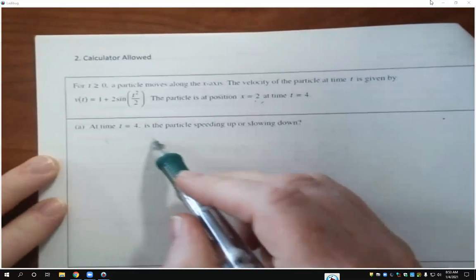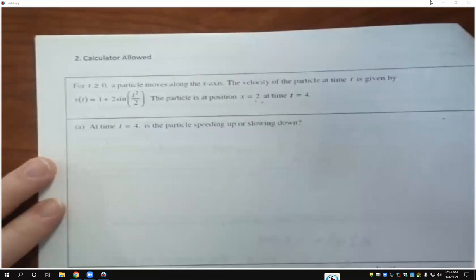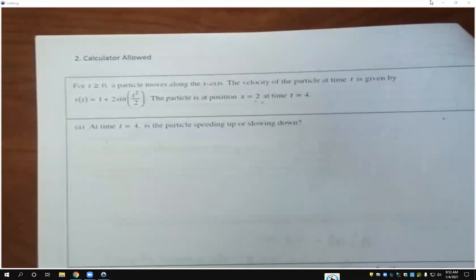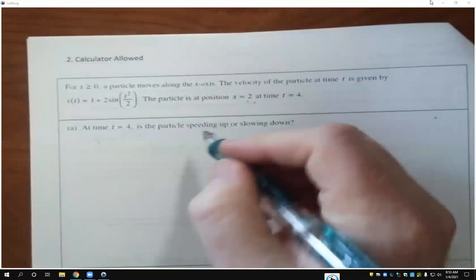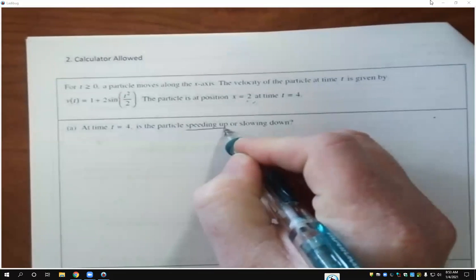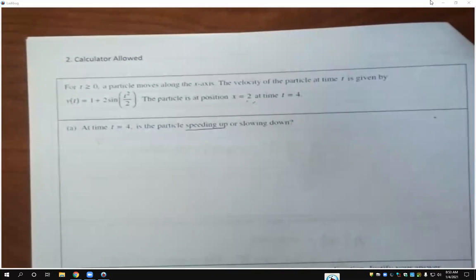All right, so at time t equals 4, is the particle speeding up or slowing down? We had a question like this on our test, and the key to this whole thing is you have to know how to determine if it's speeding up or slowing down. Speeding up is when acceleration and velocity have the same sign. Slowing down is when they have opposite signs.